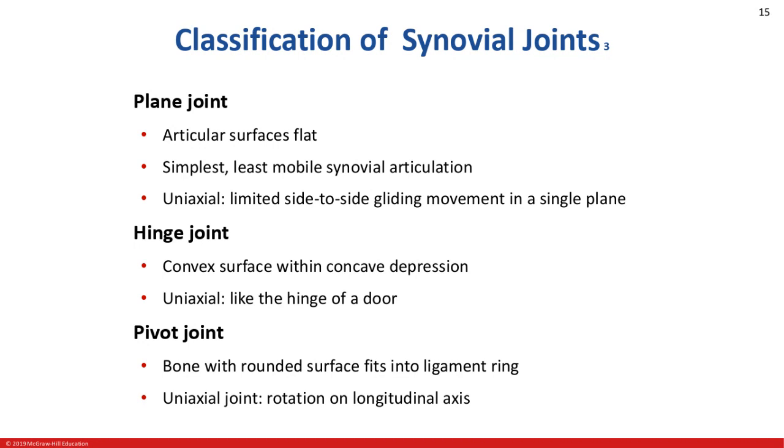All right, so let's further classify these. Okay, so I just talked about the plane joint. The two articulating surfaces are going to be flat. It is uniaxial or uniplanar, which means it's going to have a gliding movement or motion in one single plane. So either the frontal plane, the sagittal plane, or the transverse plane. It can only go in one direction. So it's just basically going to glide back and forth. That's a plane joint. Hinge joint, can anyone tell me a hinge joint in your body?